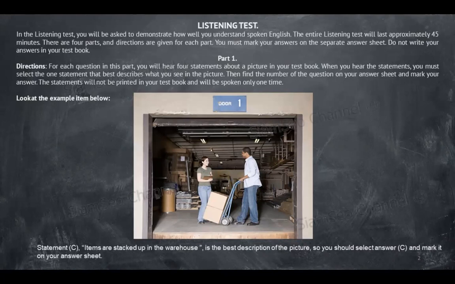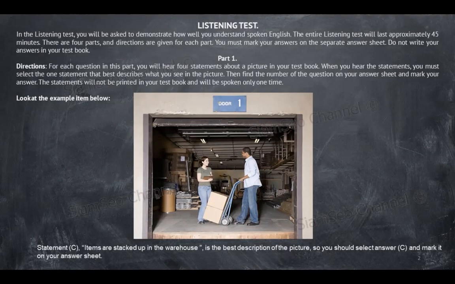Part 1. Directions. For each question in this part, you will hear 4 statements about a picture in your test book. When you hear the statements, you must select the one statement that best describes what you see in the picture. Then find the number of the question on your answer sheet and mark your answer. The statements will not be printed in your test book and will be spoken only one time. Look at the example item below.